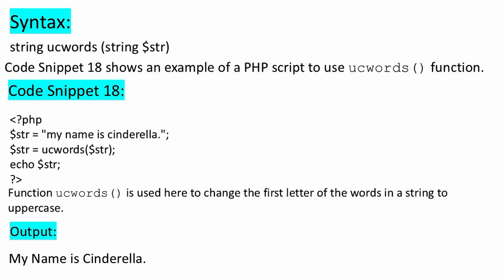To understand this better, let's go through code snippet 18. In this example, we first create a string variable that says, "my name is cinderella." Then, we apply the ucwords function to that variable by writing ucwords($str). Finally, we print it using echo. When this code runs, PHP automatically converts the first letter of each word in the sentence into uppercase. So the output becomes, My Name Is Cinderella. This example clearly shows how the ucwords function helps make text cleaner and more professional.